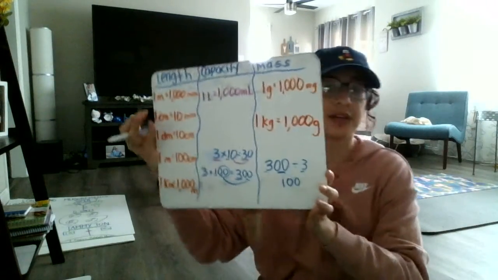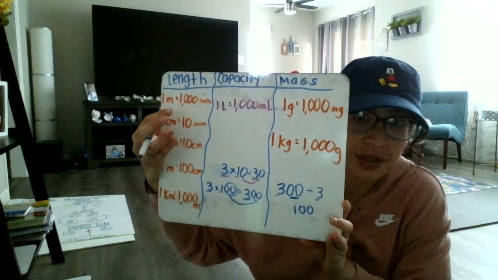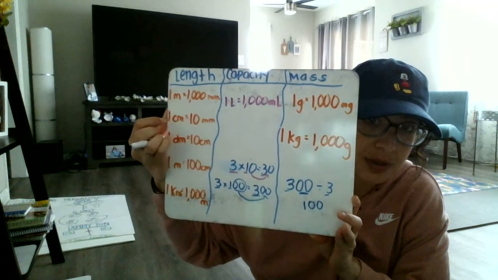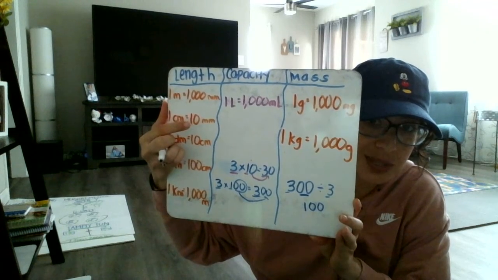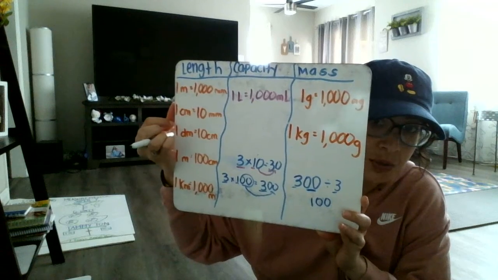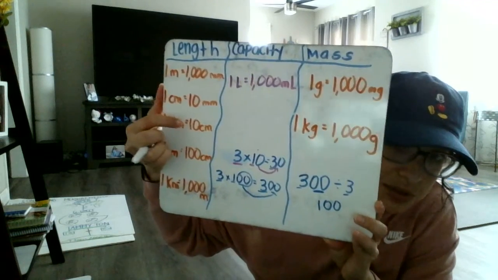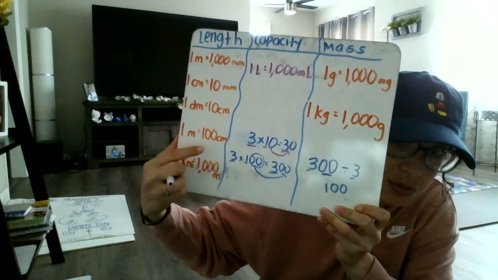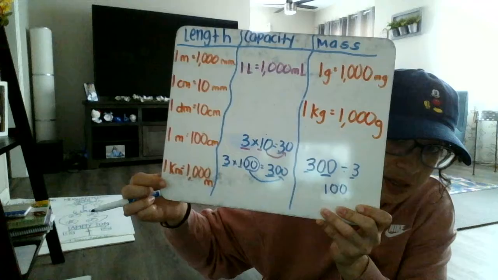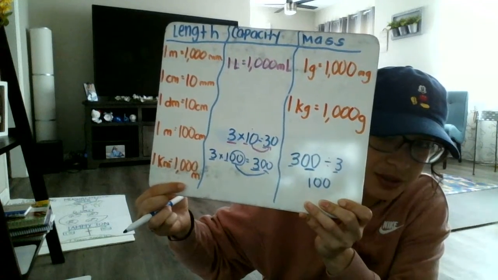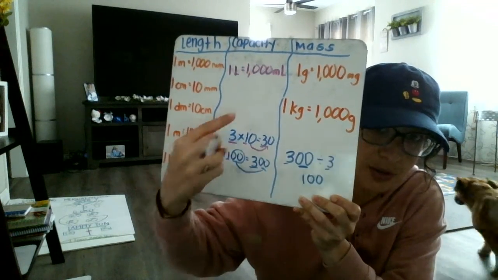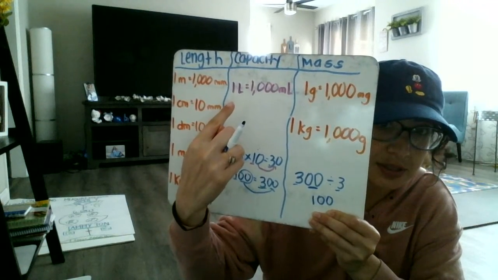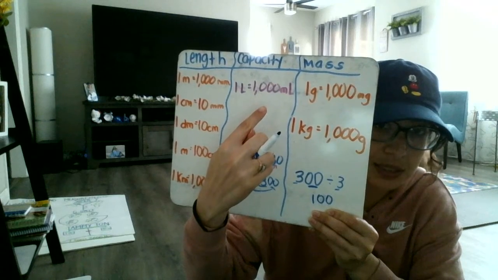So I have here length: 1 meter is equal to 1,000 millimeters. 1 centimeter is equal to 10 millimeters. 1 decimeter is equal to 10 centimeters. And then 1 meter is equal to 100 centimeters. And 1 kilometer is equal to 1,000 meters. For capacity, how much something can hold, we have 1 liter is equal to 1,000 milliliters.